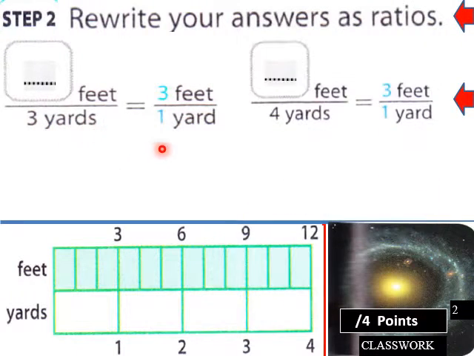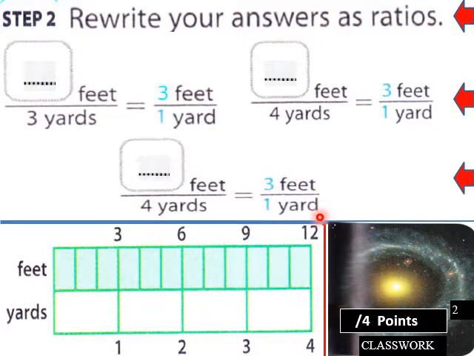Then blank feet over 4 yards equals 3 feet over 1 yard. So for 3 yards, how many feet? And for 4 yards, how many feet? There are 9 feet in 3 yards, and 12 feet in 4 yards.